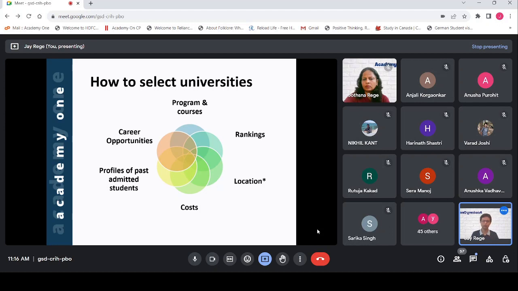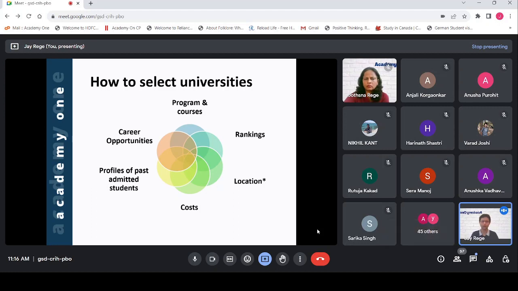Now let's come to how you go about selecting universities, and what factors you should be looking at. These are the factors that you should consider. First is the program or courses that are offered. Then you look at the rankings of the program.